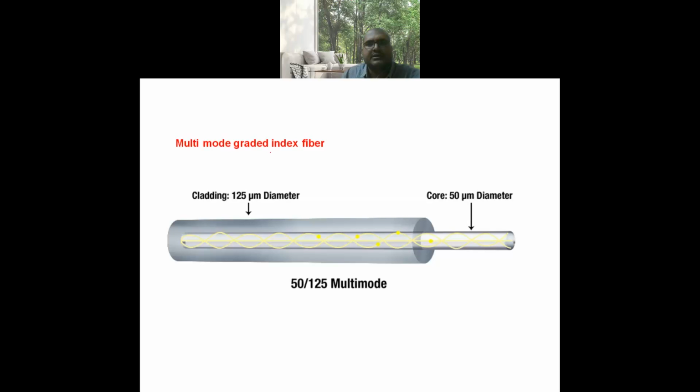Multimode graded index fiber. Here, n number of optical signals can be propagated through the core of graded index multimode fiber. The optical signal travels in a helical path. You can observe the propagation path in multimode graded index fiber. And here it is mostly used for long distance communication.